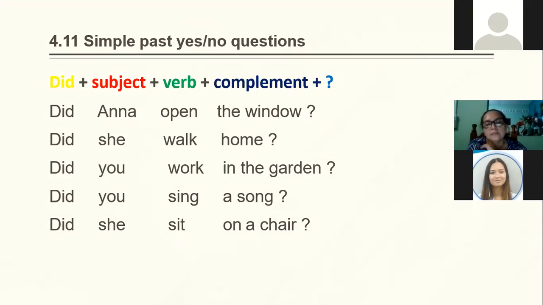Good, now please, repeat after me. Did Anna open the window? Did she walk home? Did you work in the garden? Did you sing a song? Did she sit on a chair?